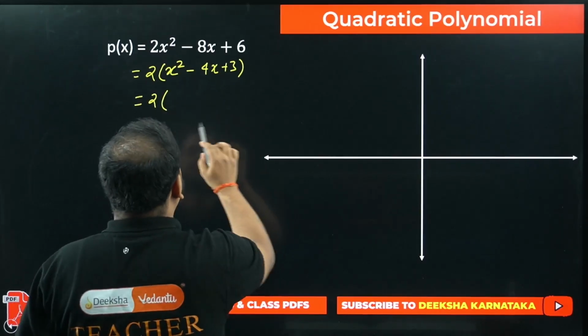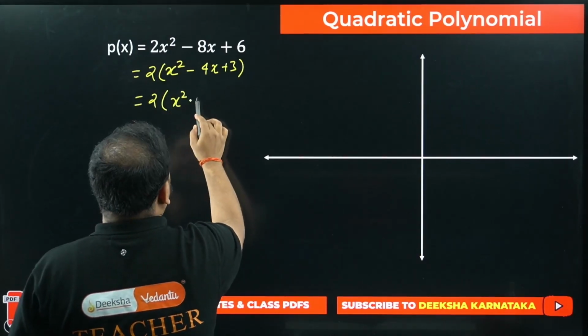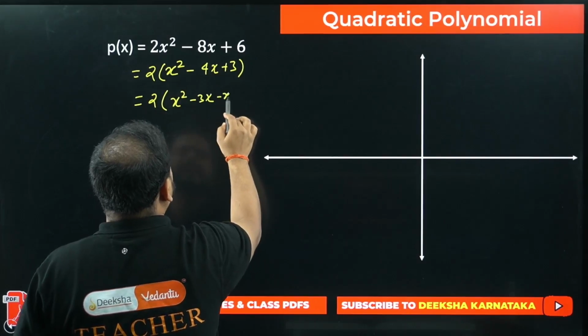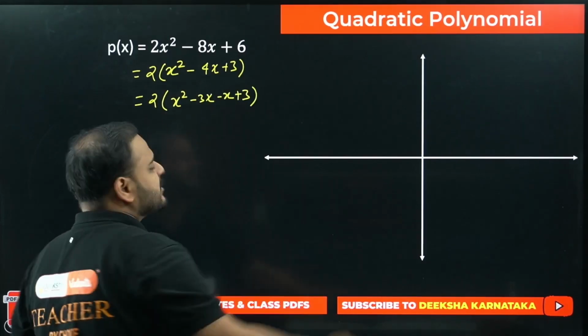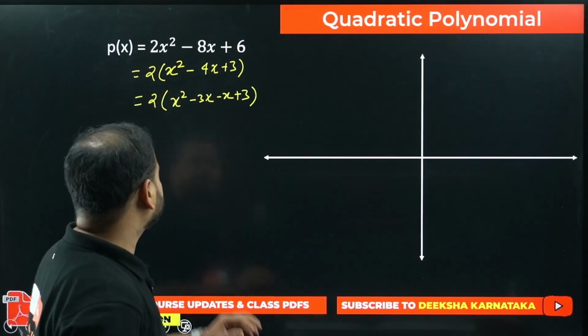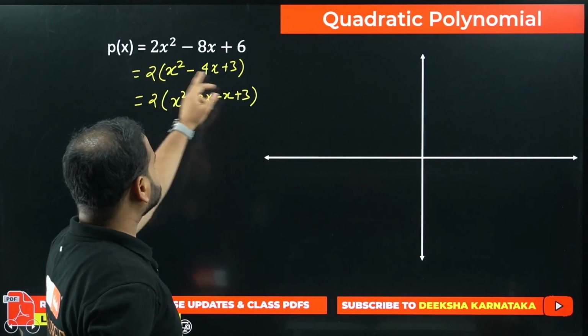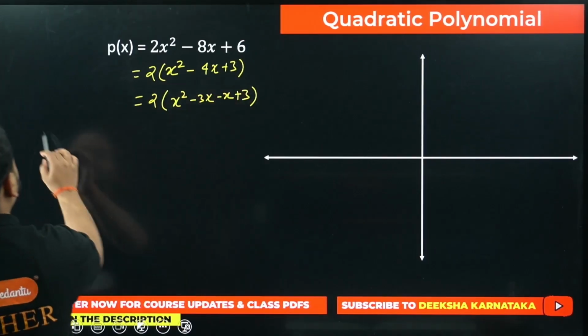I'm gonna get what? I'm gonna get x square minus 3x minus x plus 3. I hope there's no doubt about this. Okay, I can explain this point as well. Multiply the first and the last term.